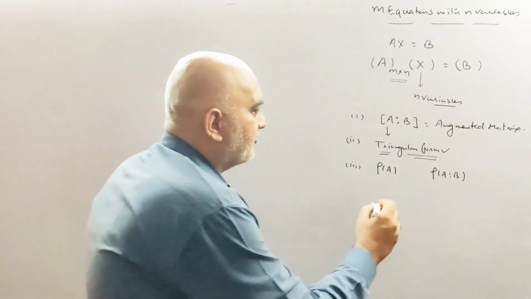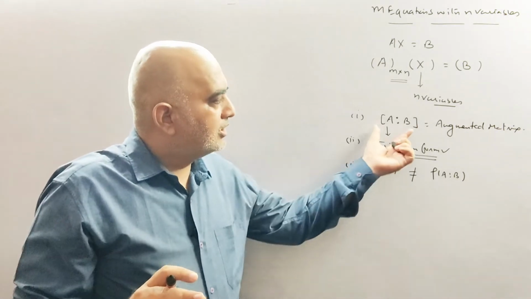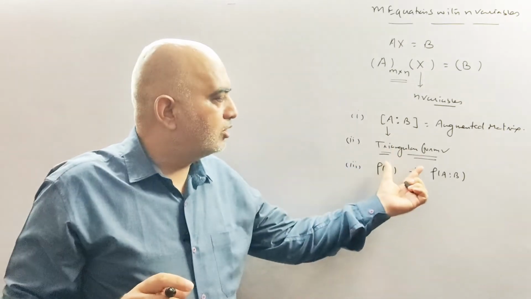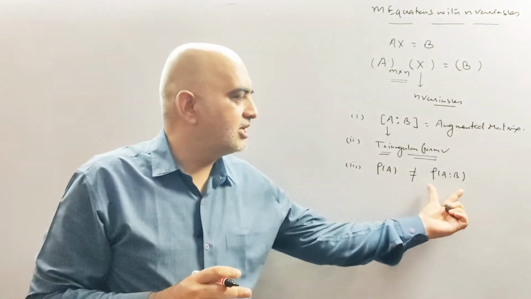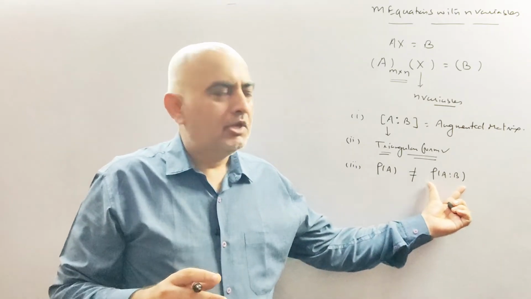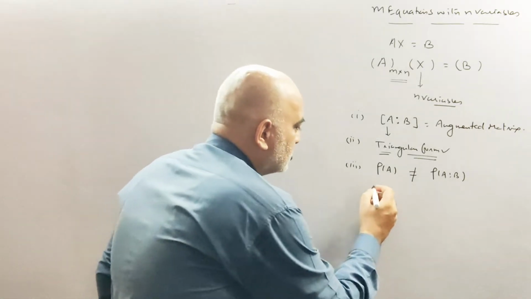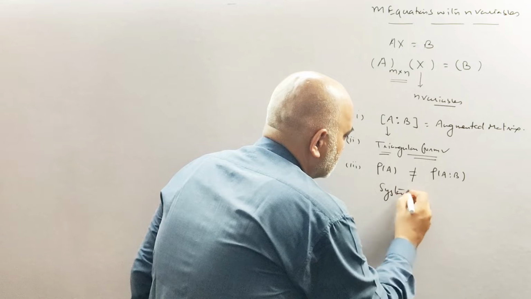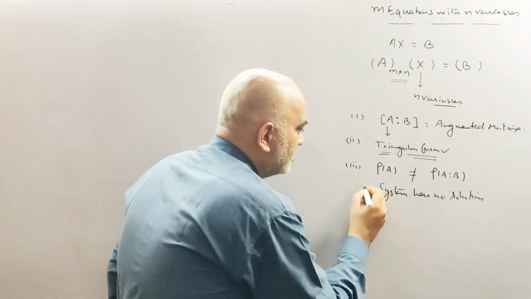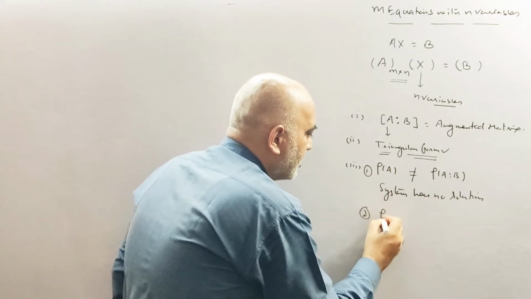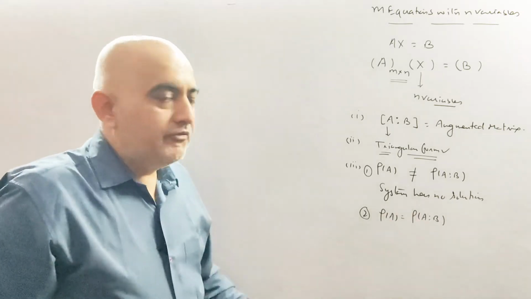Whenever you solve this augmented matrix and convert it into the form of a triangular matrix, then we see what is the rank of A and what is the rank of A : B. If rank of A is not equal to rank of A : B, it means the system has no solution.